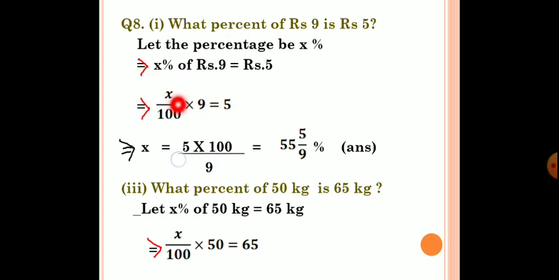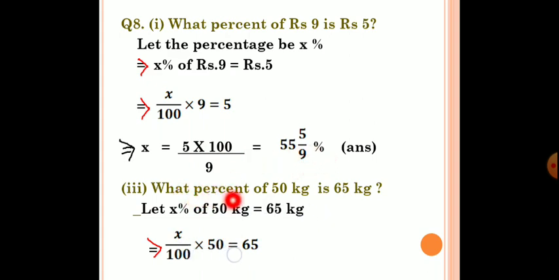Now to find the value of x, we'll take this 100 to the right hand side. It will become 5 multiplied by 100, and this multiplication by 9 will go to the right hand side, so it will become division. So x is equal to 5 into 100 by 9, that is 500 by 9. That will give you the answer as 55 5 by 9 percentage.